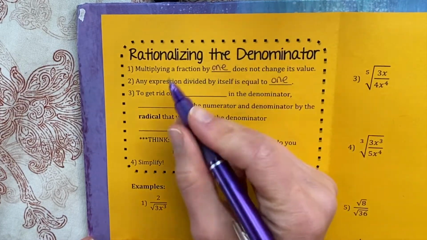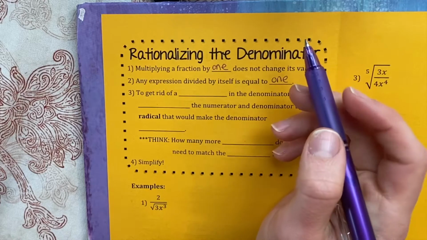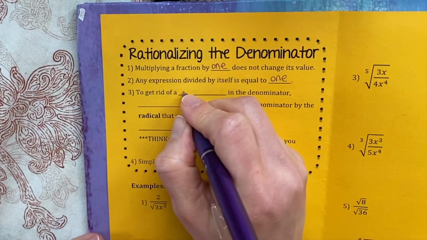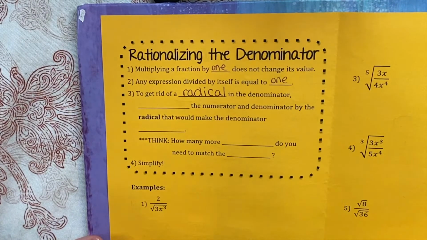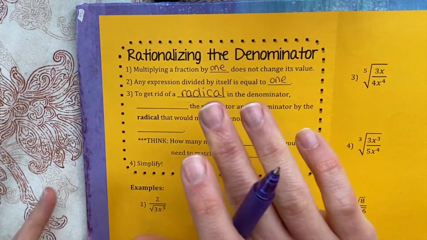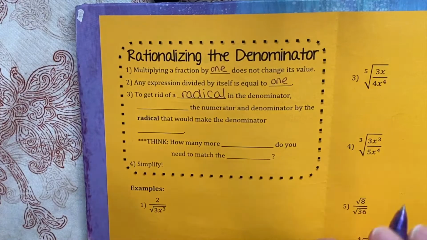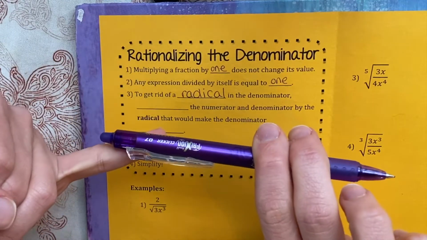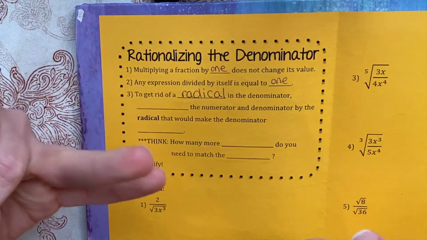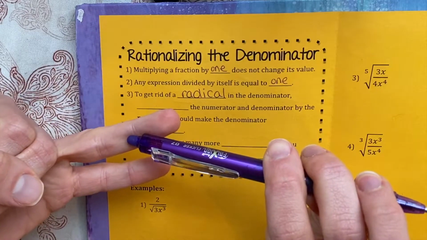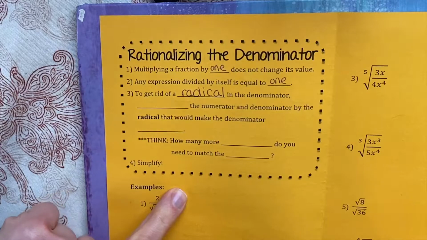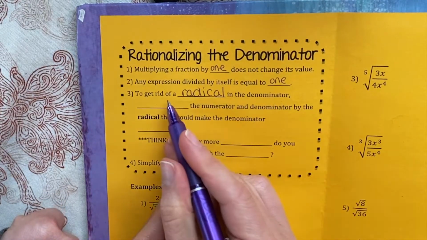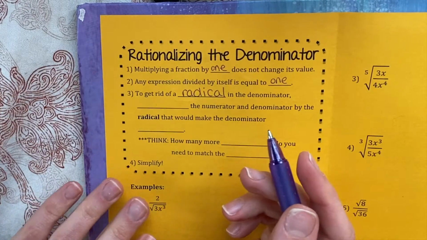The reason we have to rationalize the denominator is to get rid of a radical in the denominator. That is a big no-no in math, right? We don't want 0 in the denominator of a fraction. We don't want i in the denominator of a fraction. We do not want a radical in the denominator of a fraction. So how do we do that? How do we get rid of a radical?